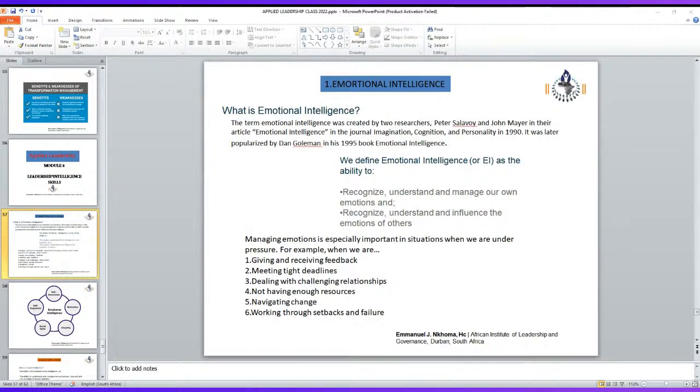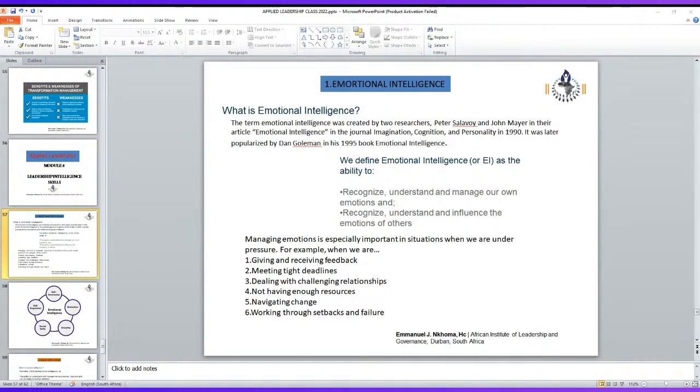When do emotions arise? Point number 4. When you don't have enough resources. Not having enough resources makes the leader's emotions rise. So it is important for you to recognize that your emotions will always rise whenever you don't have enough resources.